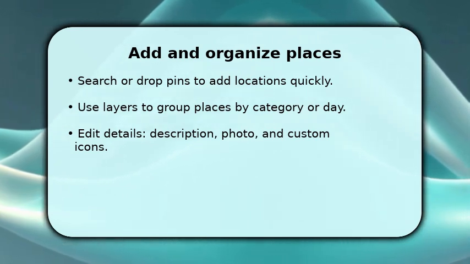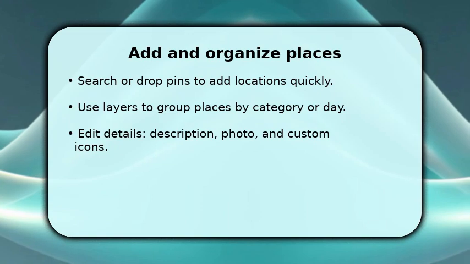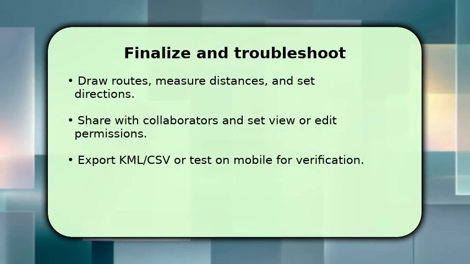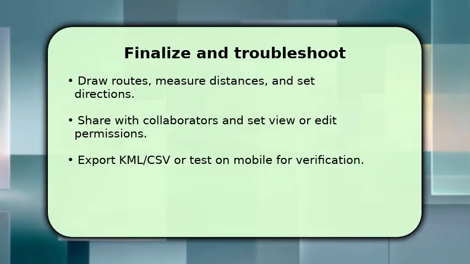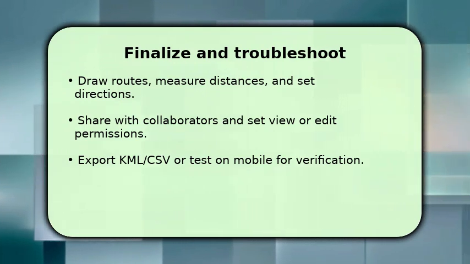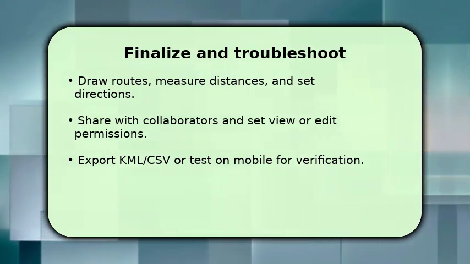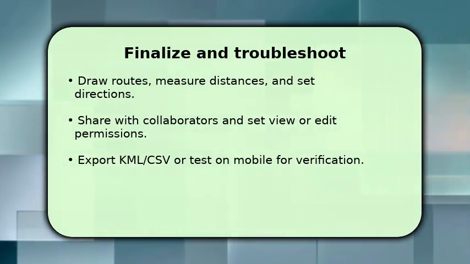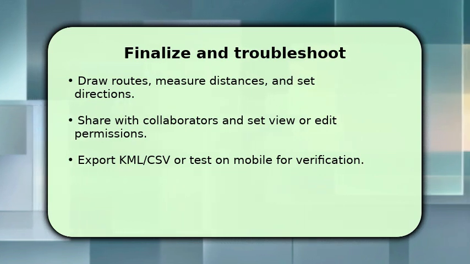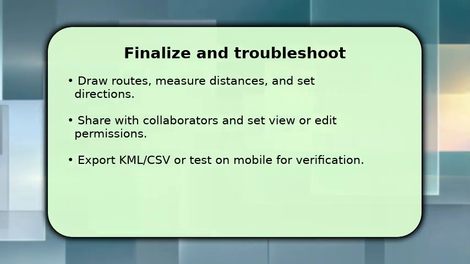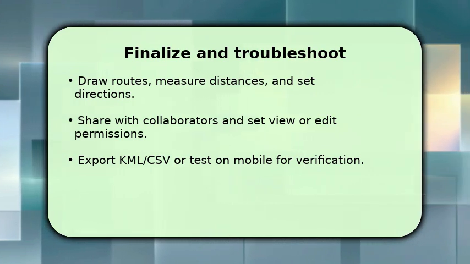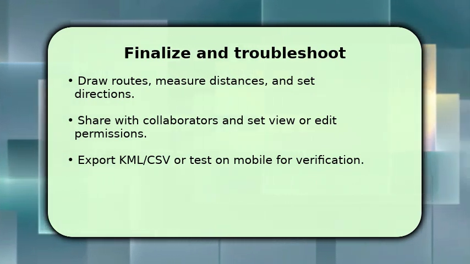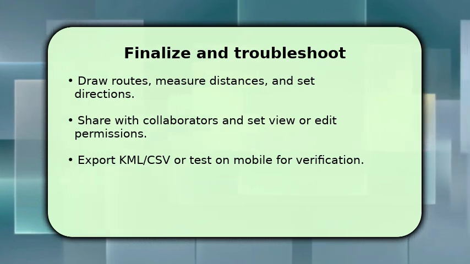Finish by drawing routes and measuring distances to confirm travel plans, then set directions between key points so you can follow the sequence. Share the map with collaborators and choose view or edit permissions to control contributions, because collaboration often reveals missing data. Export KML or CSV if you need offline copies, and test the map on mobile. If layers disappear or sync fails, refresh, confirm.